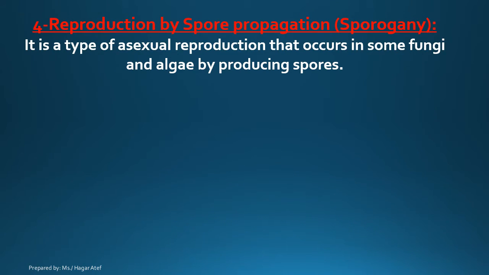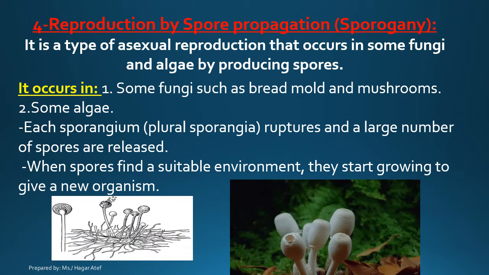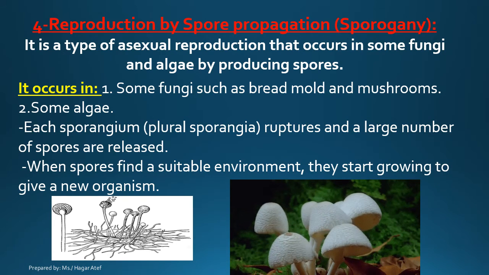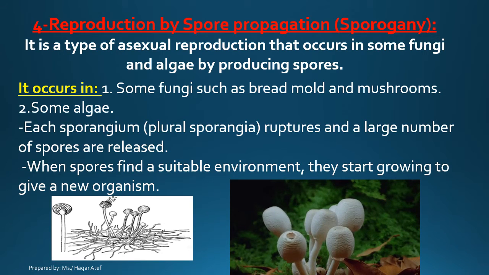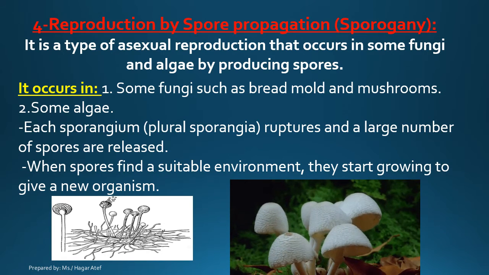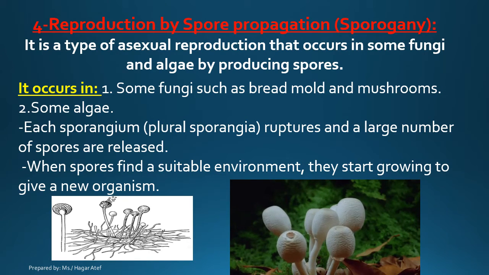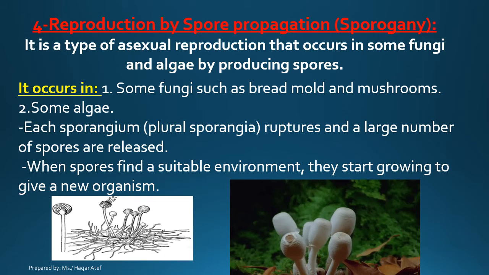Reproduction by spore propagation. It is a type of asexual reproduction that occurs in some fungi and algae by producing spores. It occurs in some fungi, such as bread mold and mushrooms, and some algae. Each sporangium ruptures and a large number of spores are released. When spores find a suitable environment, they start growing to give a new organism.